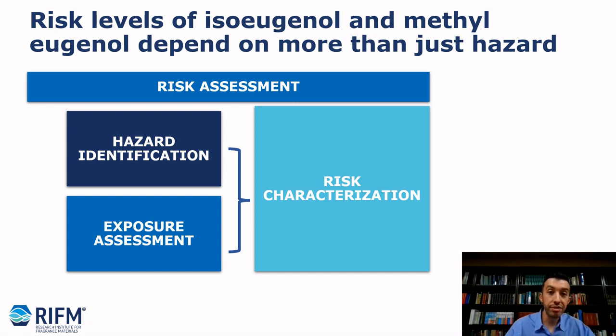Now we'll quickly return to one of Koshal's slides from earlier. Up to this point in the case study, we have only discussed hazard, and as we can see, the levels of hazard posed by isoeugenol and methyleugenol are quite different, and it is not appropriate to group these substances together for anything related to safety assessment. And that was shown both in the chemistry data shown by Holger and the toxicological data that I just presented. However, risk is not determined solely by hazard, but also by exposure. So how can we limit exposure to these materials such that the risk is low enough for both of them?